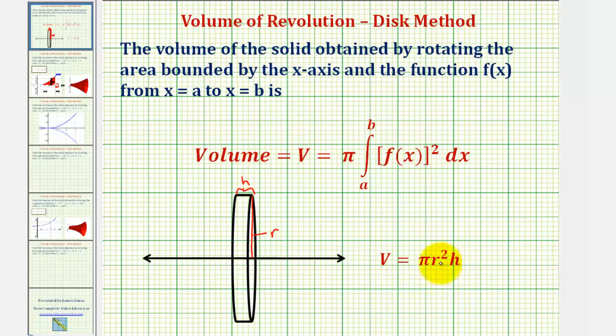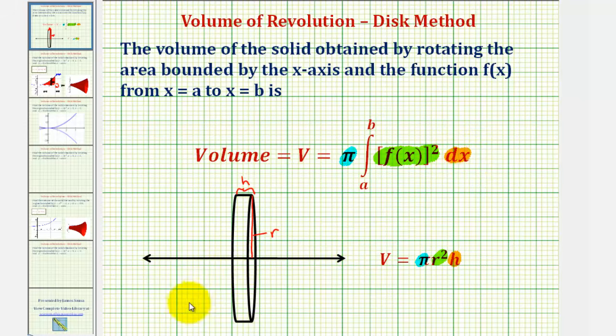But notice how we can see this formula in the integral we're using to find the volume. Here's the pi. R squared, the radius squared, is actually going to be the same as the function value squared. And then the height of the right circular cylinder, h, is actually dx, or delta x.